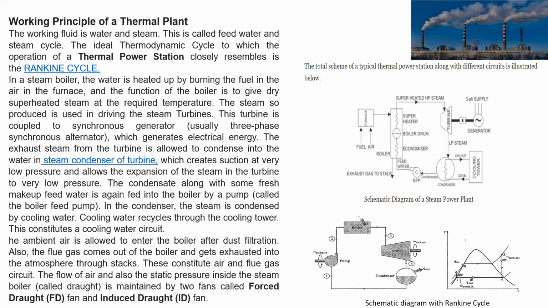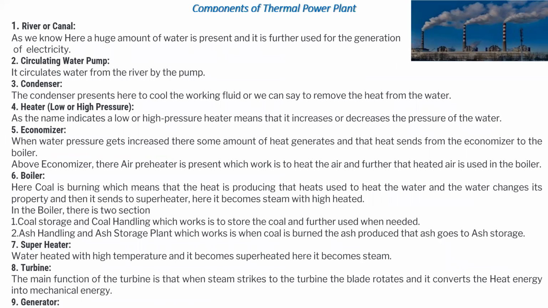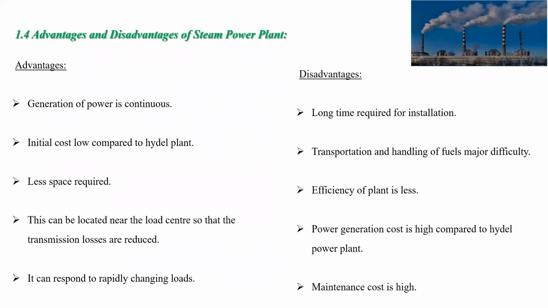And again, there are some other losses which contribute 10 to 15%, which means the efficiency of the plant is around 40% only. So that is the main disadvantage. The efficiency of the plant is very less. That's why the power generation cost becomes high compared to a hydel power plant, because as the efficiency is less, you have to incur expenditure on more and more coal. The cost almost goes high.